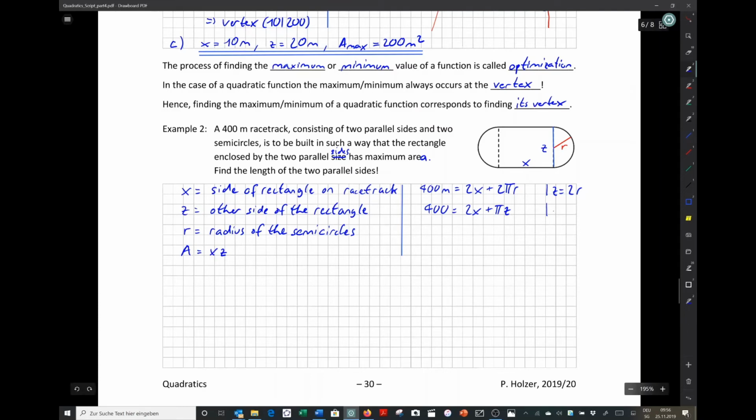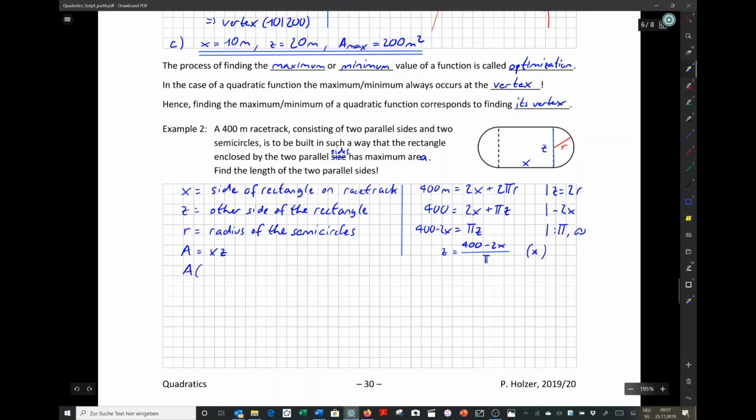Let's put the x to the other side. We get 400 minus 2x equals pi times z. And in the last step, divide by pi, change the sides, and we get z is (400 minus 2x) divided by pi. Let's mark this as our equation star.